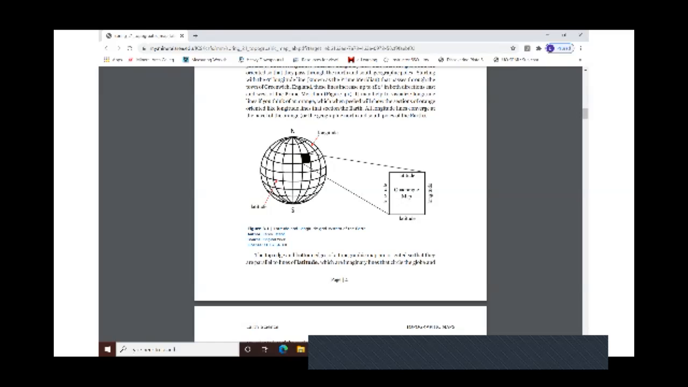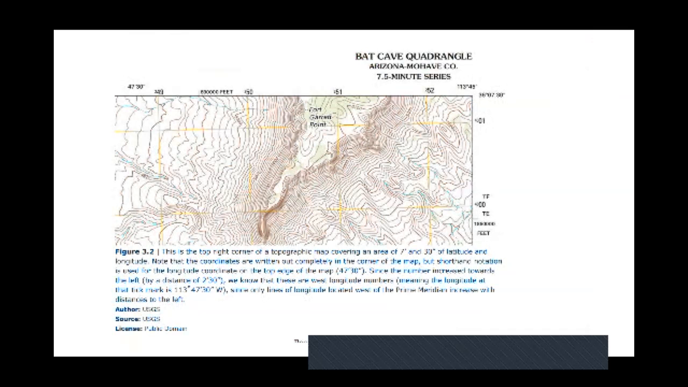Latitude, as you recall, are the horizontal lines that run north or south of the equator, and they're measured north of the equator or south of the equator. So they're always going to have an N or an S associated with them. Longitude lines are measured off of the prime meridian, and they're going to either have an east or a west associated with them. And so here's an image of a topographic map in Arizona.